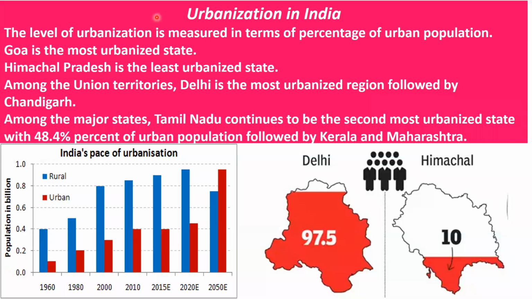Urbanization in India. The level of urbanization is measured in terms of percentage of urban population. Goa is the most urbanized state of India, and Himachal Pradesh is the least urbanized state. Among the union territories, Delhi is the most urbanized region, followed by Chandigarh. Among the major states, Tamil Nadu continues to be the second most urbanized state with 48.4% of urban population, followed by Kerala and Maharashtra.